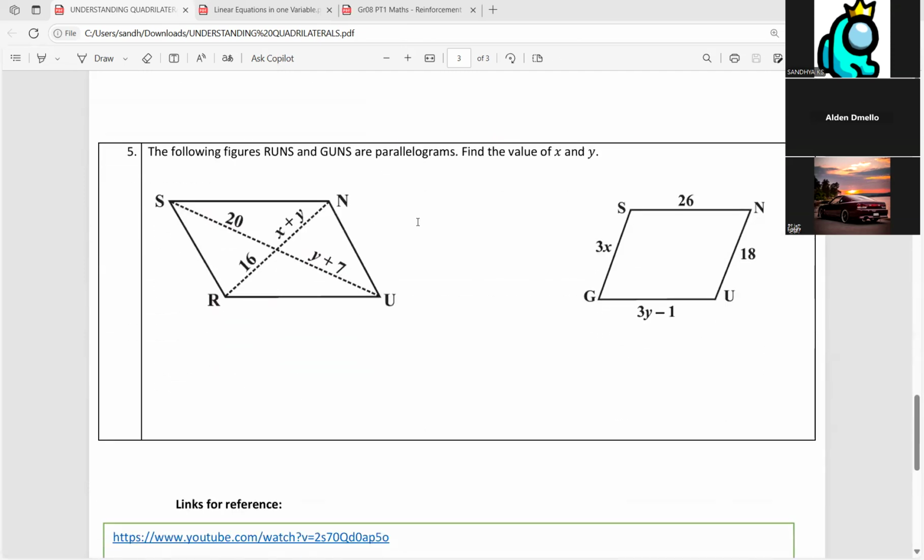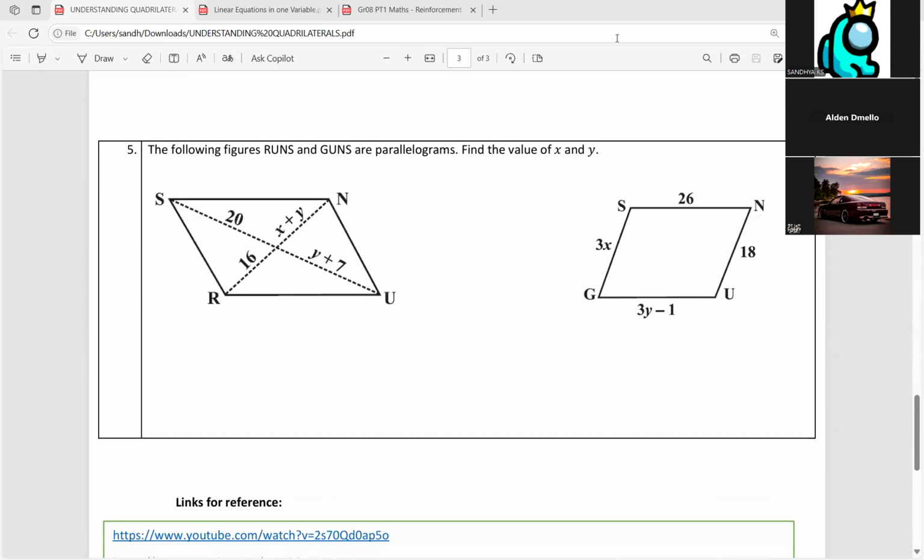Next, in the following figure, RUNS and GUNS are parallelograms. Find the value of x and y. Here they have given you the diagonals as well, right? So we need to think about the diagonals of a parallelogram property. How will the diagonals of a parallelogram be? Diagonals of a parallelogram are equal? Diagonals bisect each other? What is the property you need to think? Then accordingly you need to apply, because for each one it will differ, right? So that's why this question comes.